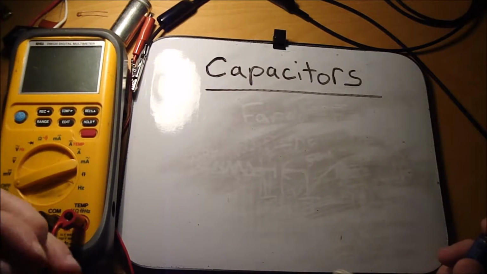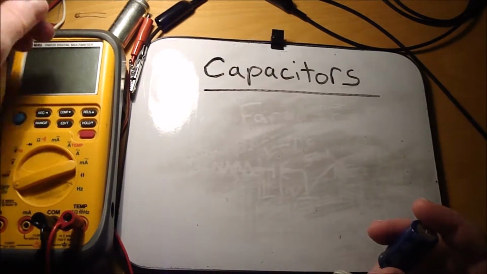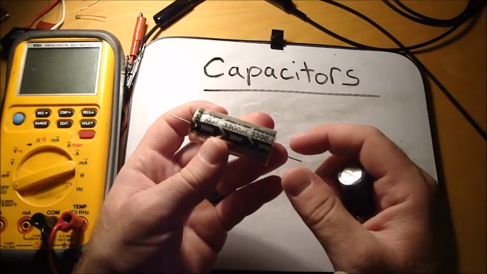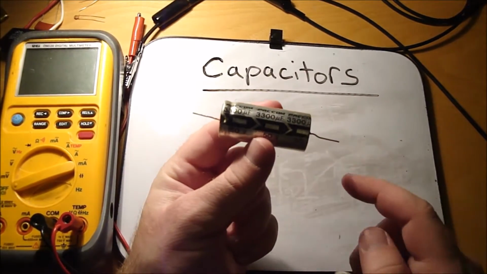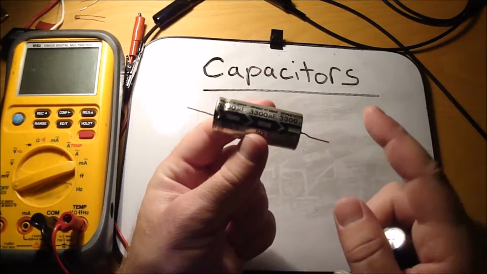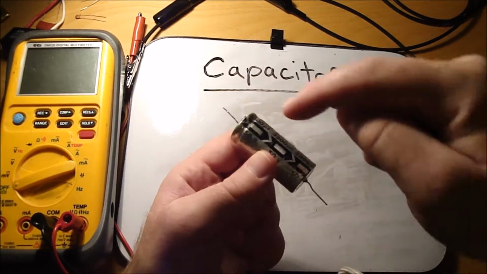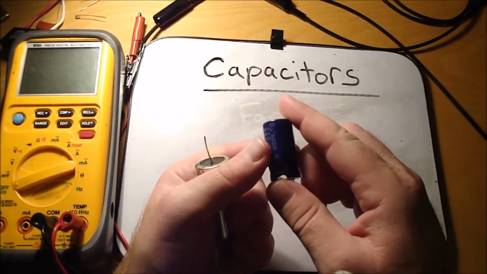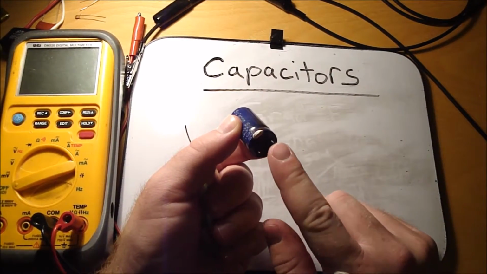Another thing you need to know about capacitors, mainly electrolytic, is there's two different types that they make. This one is called an axial, where the leads come out both ends of the cylinder, and this one is called a radial, where both leads come out one side of the cylinder.